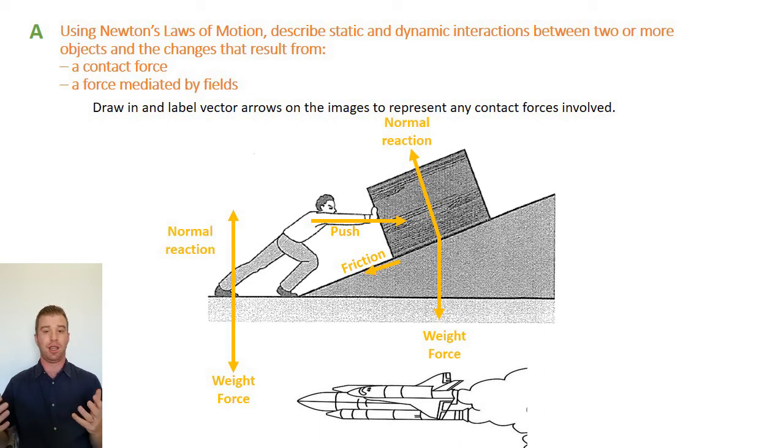So you can see there are some examples of equilibrium and looking at vector diagrams to represent those equilibrium states, but also looking at forces as a contact and as a field.